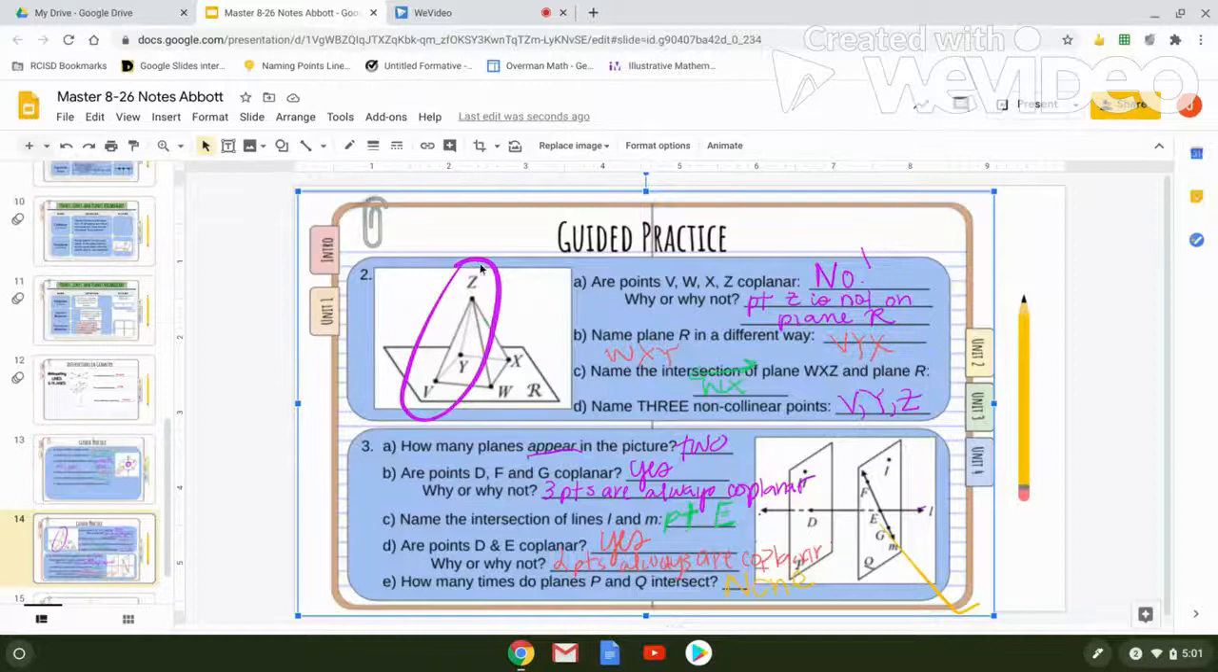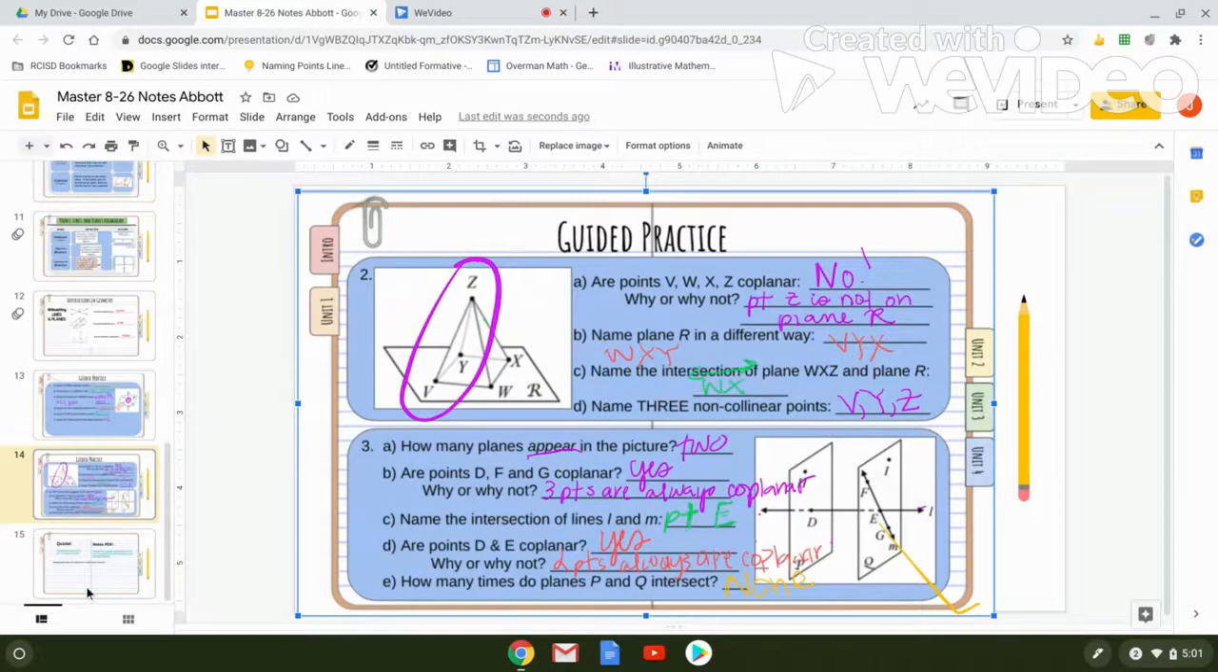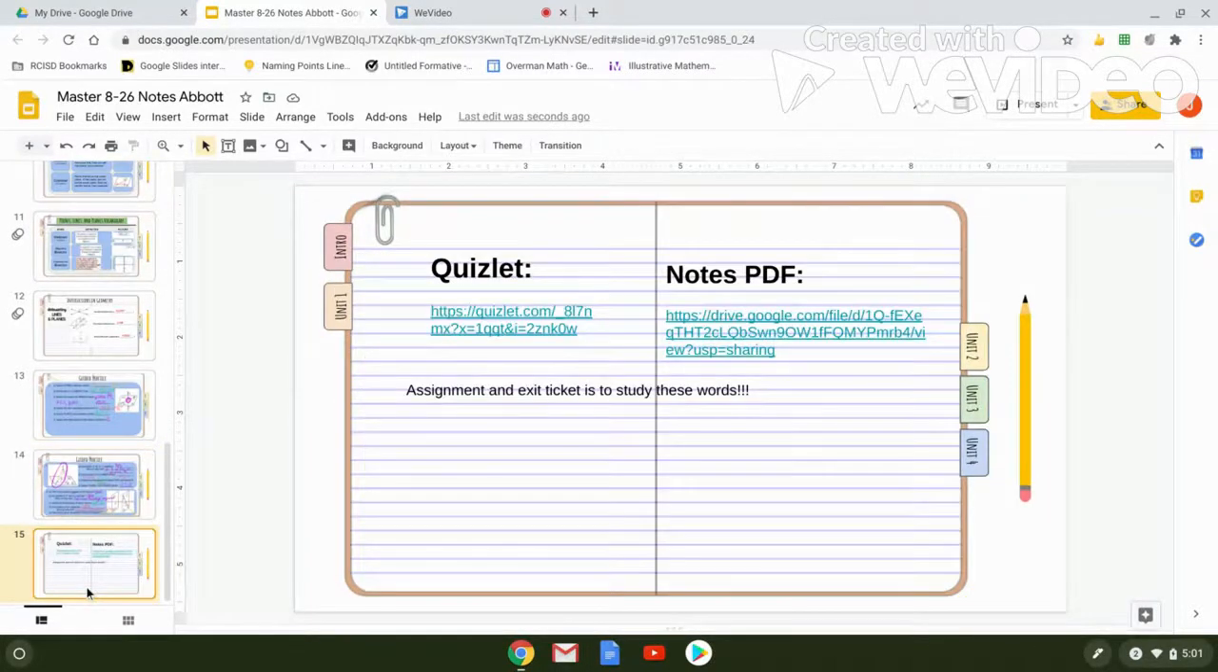So now that you've completed your guided practice, on the very last slide, I've given you a Quizlet, so you can go ahead and use that. It's like flashcards. I've already made it for you. You just go ahead and use it. Or you can look at the notes in a PDF form. So your assignment tonight and exit ticket is to study these words.